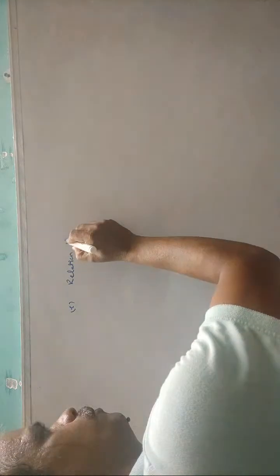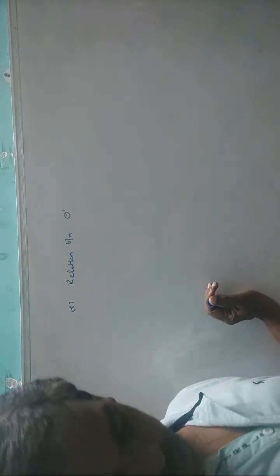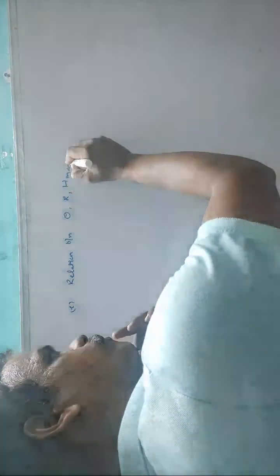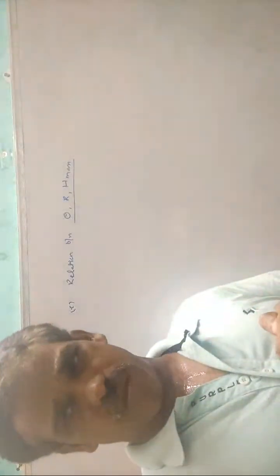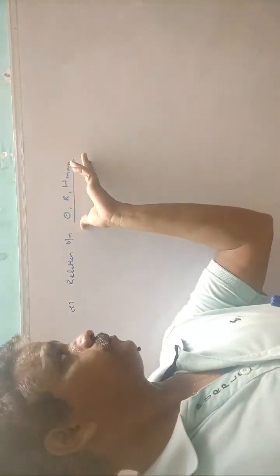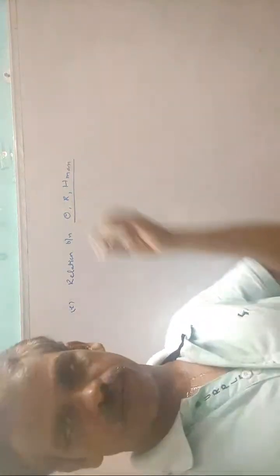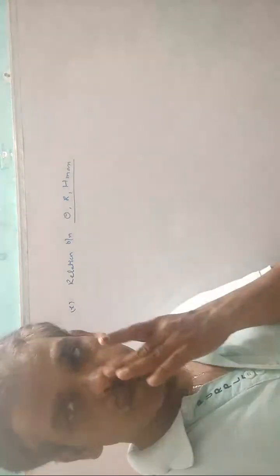Conversion between maximum height, time of flight, like that. So one more, E: the relation between theta, the projection angle, range and maximum height. Relation between theta, range and maximum height. What is the relation between these three? You just think about it, I will explain.